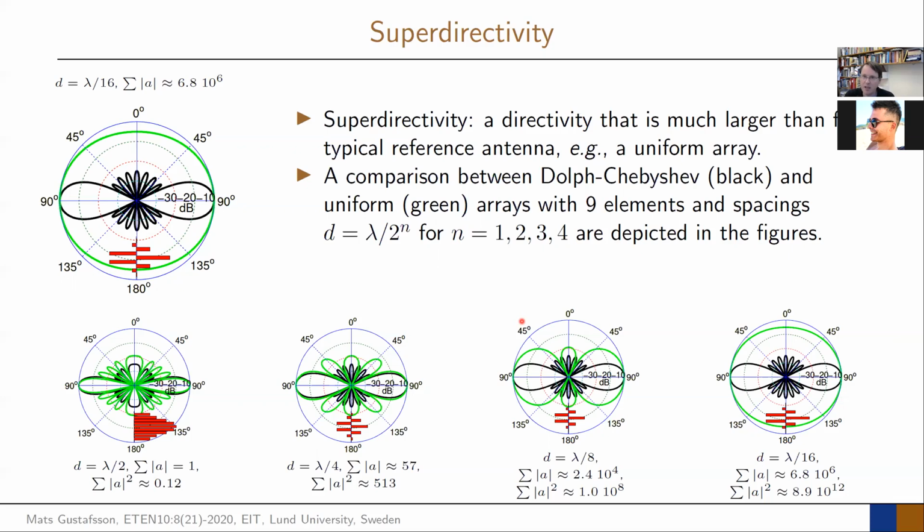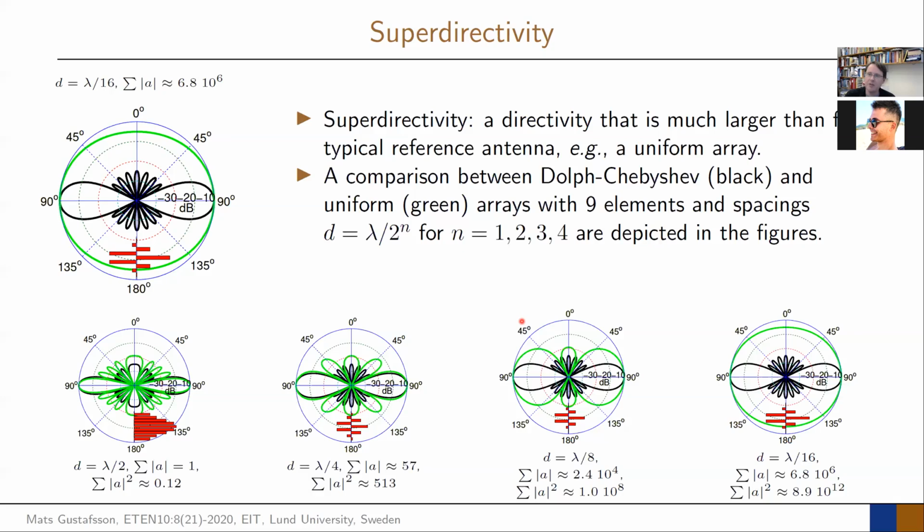If I go to my case of lambda over 16, of course it's absurd. If I just sum the elements here, it's not 1, it's 10 to the power of 6. And if I sum the squares, of course, losses will just kill you in this case. So it's always good to compare to something that's slightly more realistic. And if it's too much better than the realistic, probably it doesn't work in these cases.